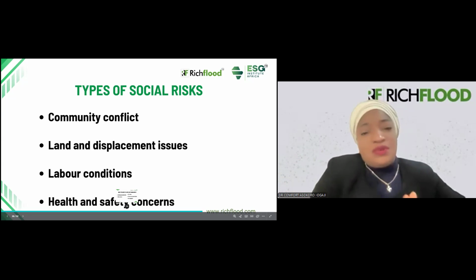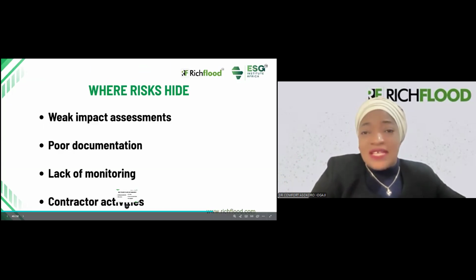And where does the risk hide? E&S risks are often hidden in weak documentation. There is a documentation, but it is weak, or the assessment is poor, and maybe the framework that was set up lacks monitoring procedures. They can also be hidden in contractor activities, not directly by the project proponent, but the contractors who are brought into the project could be the ones that trigger the E&S risks that are hidden.